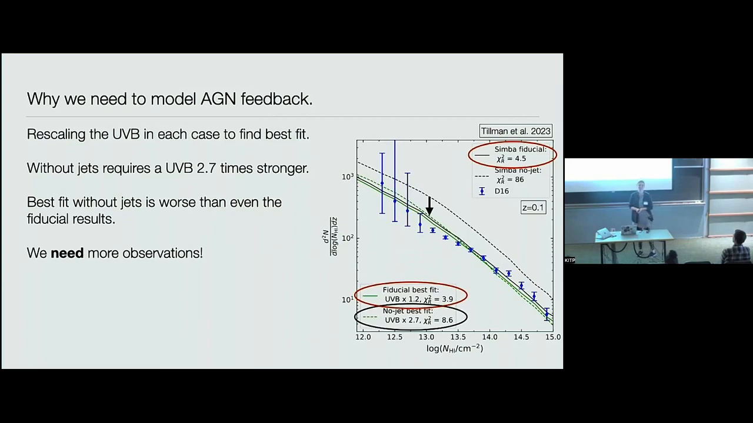So this is probably one of a couple of desperate pleas to try to get more low redshift Lyman alpha forest observation telescopes out there. We need more space-based telescopes in the far ultraviolet, please.